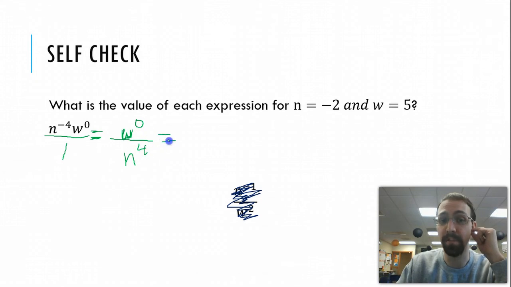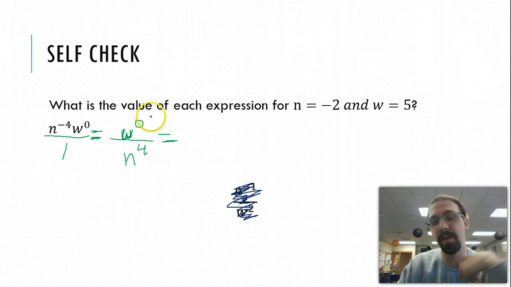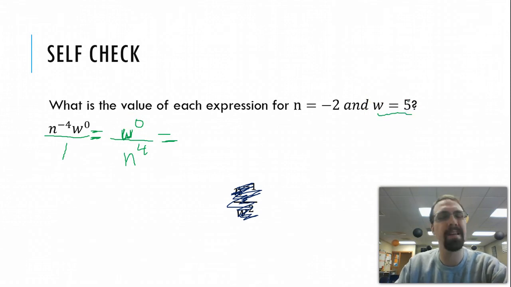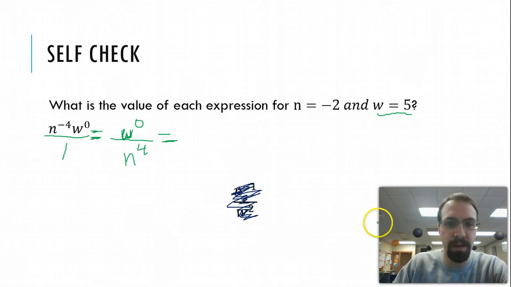So now we substitute in. However, I can do one more simplification. That'll save us some time. W to the 0 power. Anything to the 0 power is 1 as long as w isn't 0. Checking on the top. Nope, it's not 0. Good. What if it was? Well, they would say this whole thing is undefined because we can't have 0 to the 0th power. So we have 1 on top and then n to the 4th on the bottom.